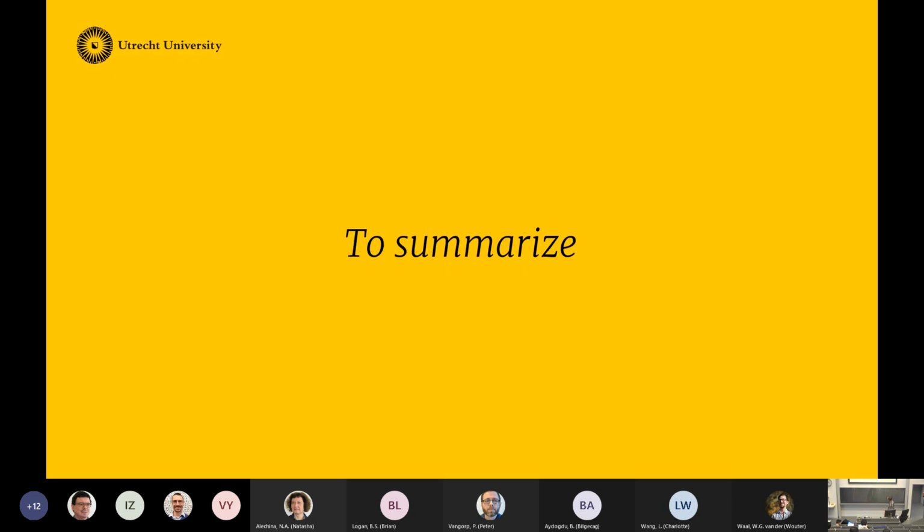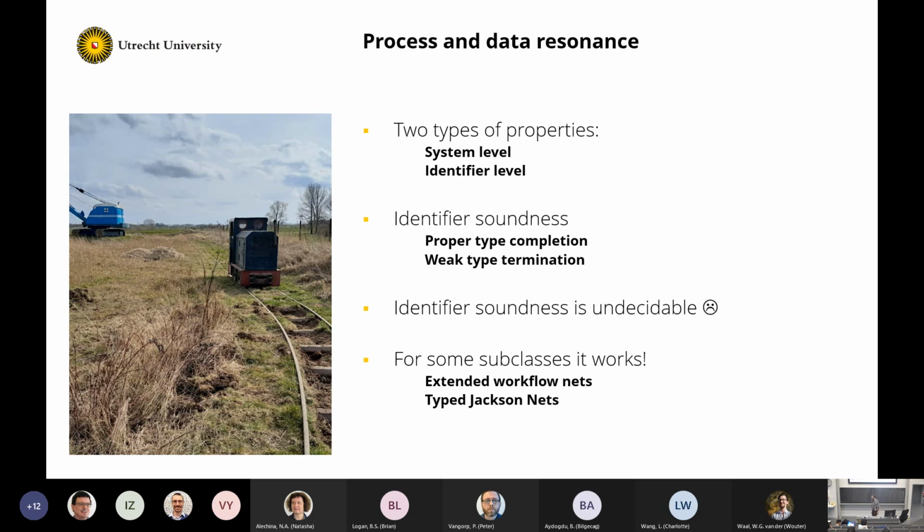So to summarize, what I've shown is two types of properties, system level and identifier level. This identifier soundness is basically proper type completion and weak type termination. Unfortunately, it's undecidable, but for some subclasses it works. And then people always say, yeah, but why only those subclasses?